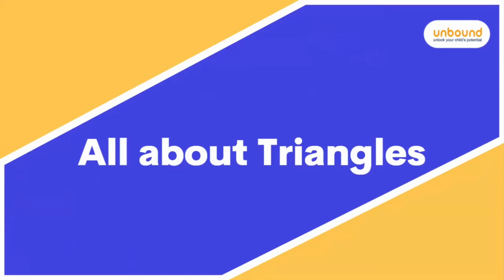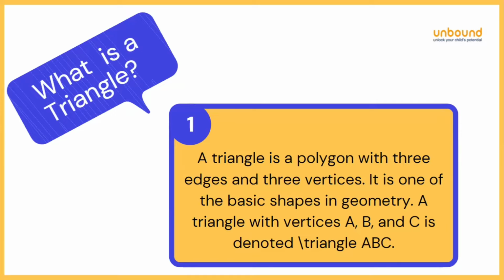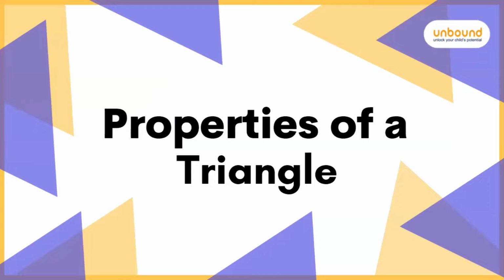Today we are not going to see some tricks or problems. Today we are going to see all about triangles. Now you all know what a triangle is. A triangle is a polygon which has three edges and three vertices, A, B and C, and it's a basic shape in geometry. Now let's see the properties of a triangle.